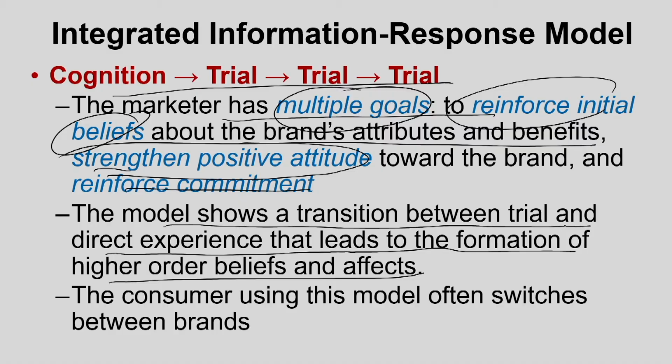The model shows a transition between trial and direct experience. So, trial leads to direct experience, that leads to the formation of higher order belief. So, after trying so many things, then I finally decide what to buy and what not to buy. The consumer using this model often switches between brands. That is what I was explaining to you. In this case, what happens is belief is formed, but the consumer actually never forms the commitment. What he does is he starts trying, or he is involved in trying between different products.